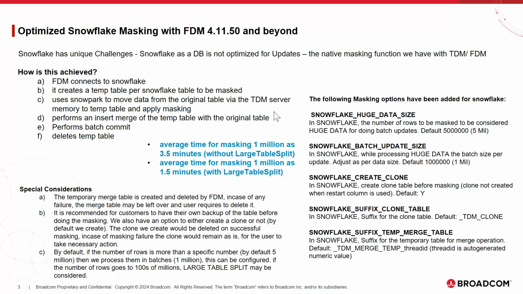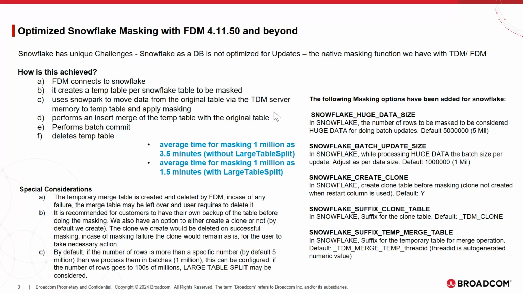Snowflake create clone: the default option here is Y, which means for every table which will be masked, in addition to the temp table which is required for the insert merge, a clone table will also get created, which is more like a backup of your original data, and which can be disabled or dropped after your successful masking completion. The next option is Snowflake suffix clone table, which is the suffix assigned to every table which is getting masked, with the default option of underscore TDM underscore clone. And you can, of course, override that as part of your masking options.